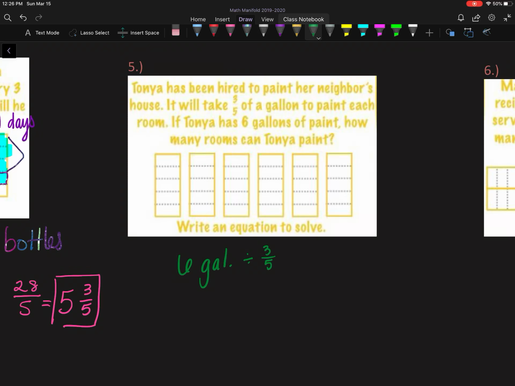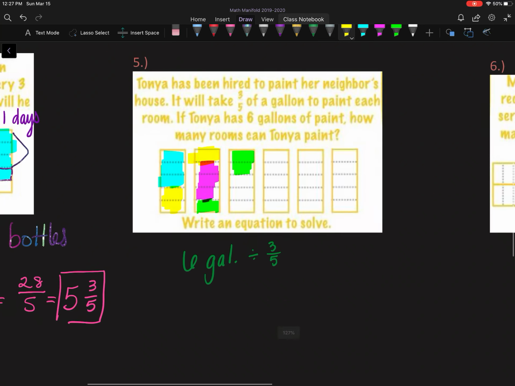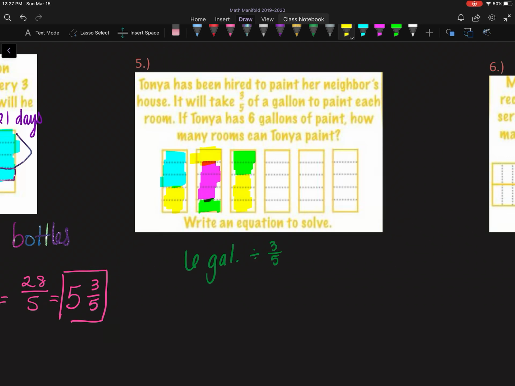Before I actually go through and solve, I can prove this by looking at, okay, out of my 6 gallons, there's 3/5 of a gallon. So that's one room. Well, if I go for another, there's another 3/5. So that's 2 rooms, 3 rooms, 4 rooms, 5. And I can even stop here because if that's 5, I still have 3 more gallons to go. I'm going to end up with the same amount of gallons.